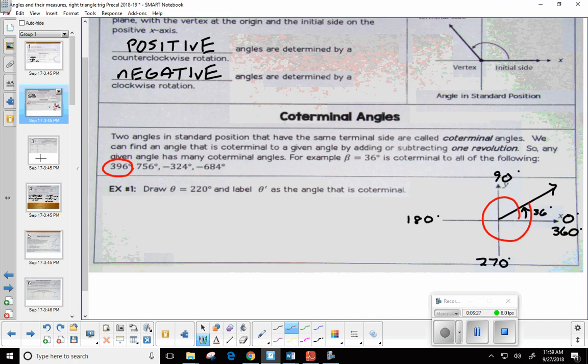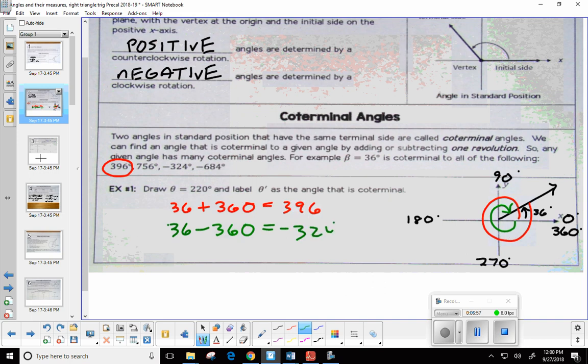Okay. Now, if I wanted to go in the opposite direction, so that right there was 36 plus 360, which gave me the 396. Now let me do one in the opposite direction. Let's find one negative. So I'm going to start here, and I'm going to rotate all the way around until I hit that same terminal side. So for this one, I want to subtract the 360. So that's negative what? 324. Again, another one that they have listed right here.